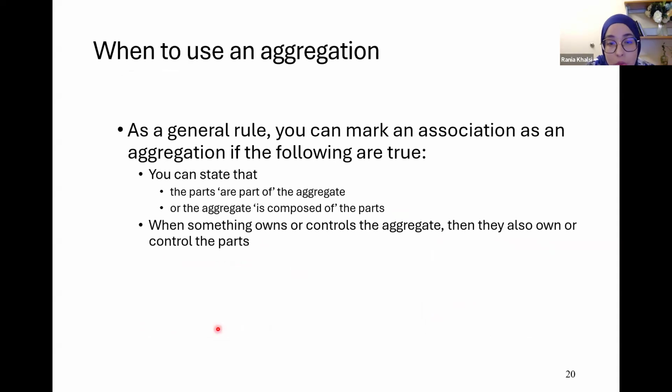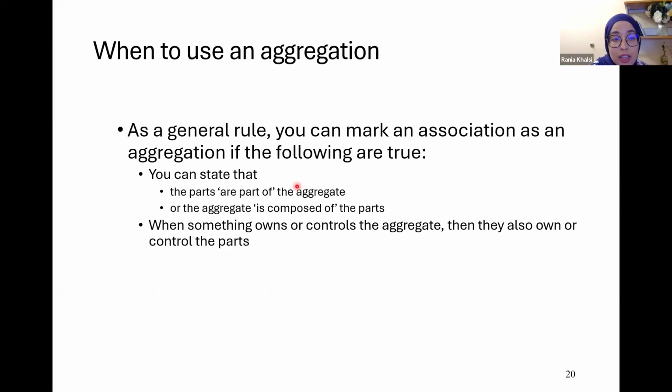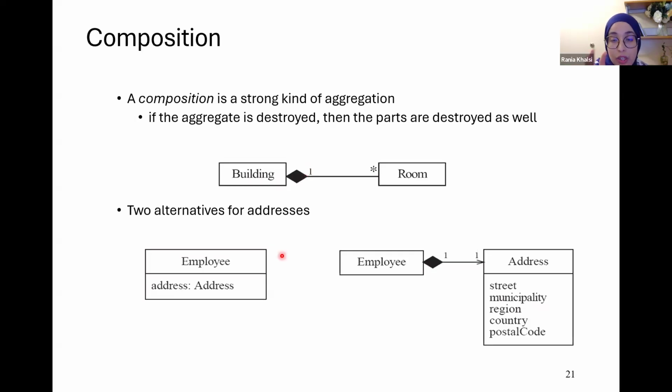So when do we use an aggregation? There are two types, I would say, of aggregation links. One could be a strong aggregation, and the other could be a weak aggregation. So this is the example of weak aggregation, and this is the case of strong aggregation. We call it composition. We need to make sure that this diamond is colored with black. It's not like here, where it's not colored. It is very important.